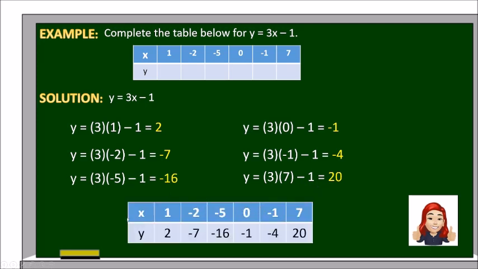We complete the table. If x is equal to 1, y is equal to 2. If x is equal to negative 2, y is equal to negative 7. And if x is negative 5, y is negative 16. If x is 0, y is negative 1. And if x is negative 1, y is negative 4. And if x is 7, y is 20.